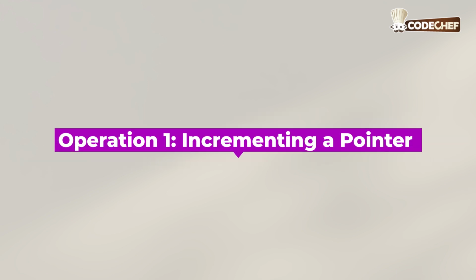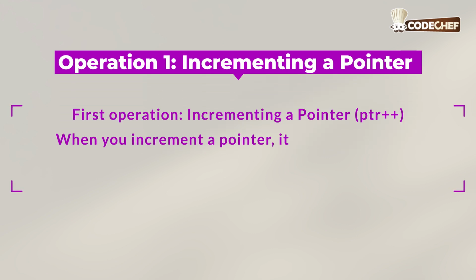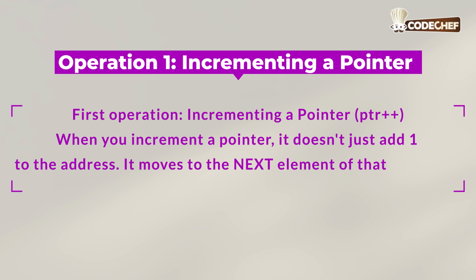Operation 1. Incrementing a pointer. When you increment a pointer, it doesn't just add 1 to the address. It moves to the next element of that data type. Now let's look at an example.